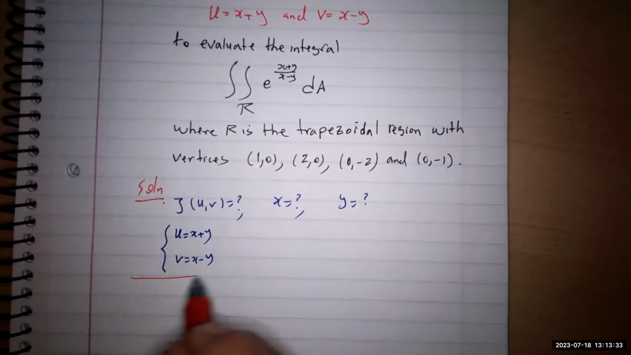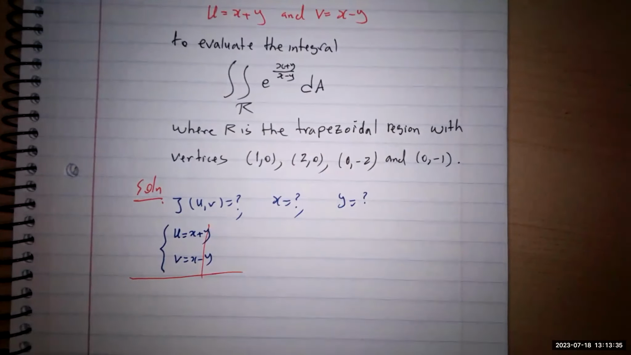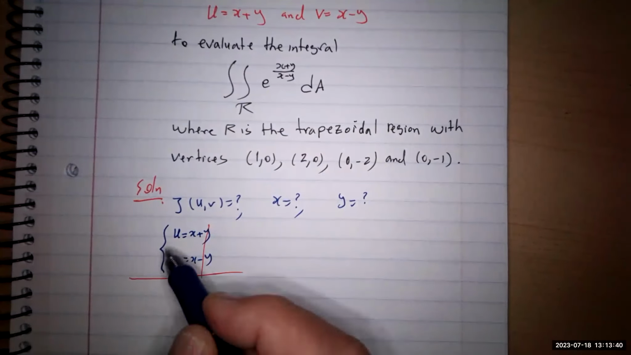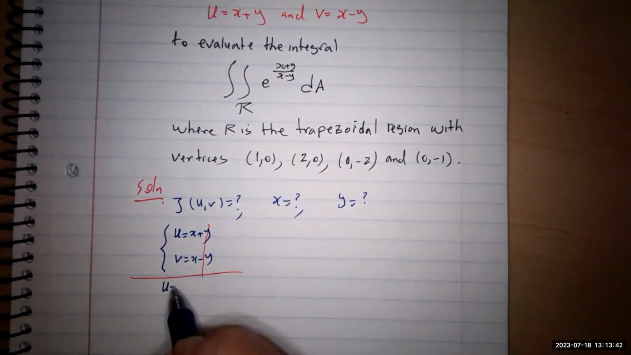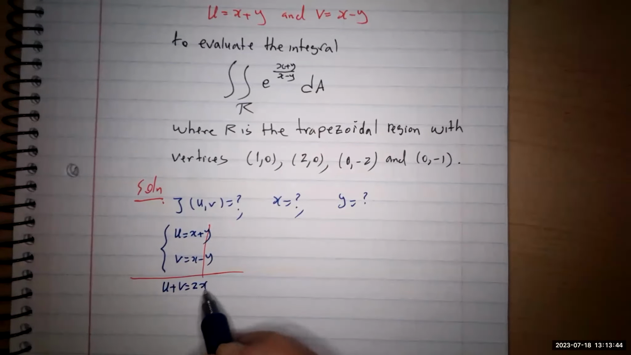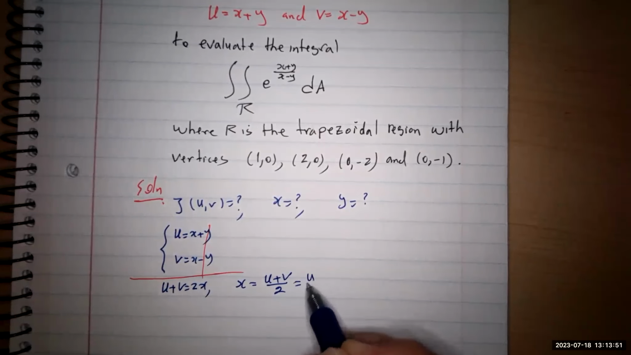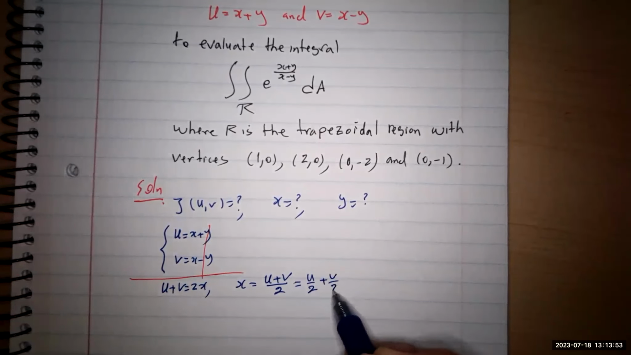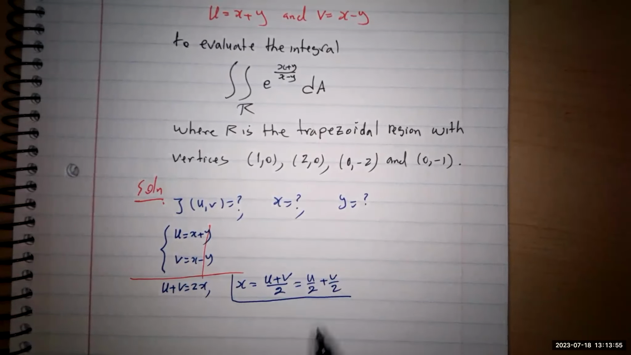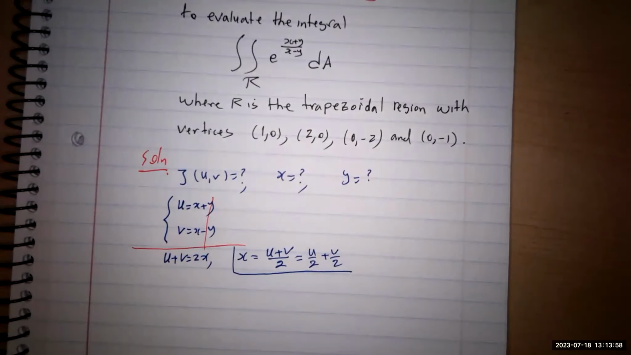Add them together, so the y cancels out. You get u plus v equal to 2x. So that gives you x: x would be (u plus v) over 2. And you can write it as u over 2 plus v over 2, so when you want to differentiate it, you feel comfortable. Okay, go back and substitute to get the other one. You can substitute in the first one if you like.